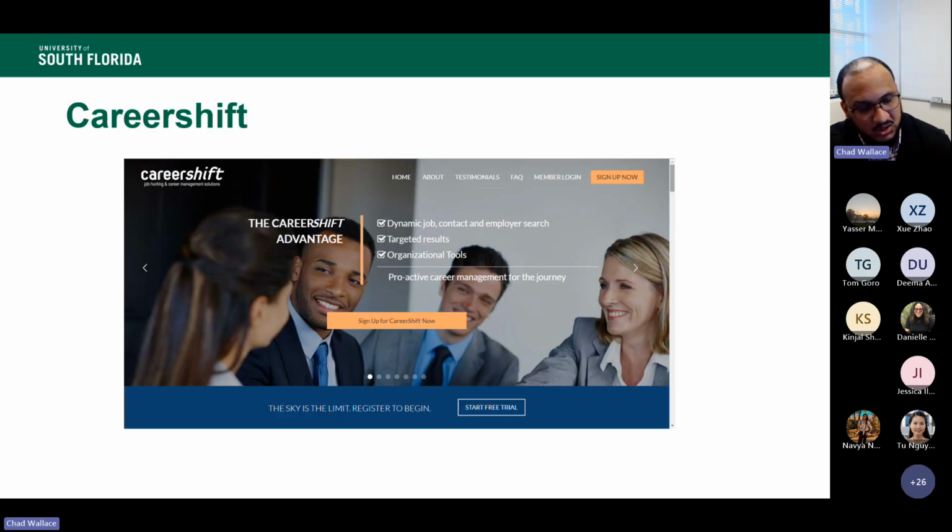Another really good resource that you can find on our website. Again, if you go to our website under resources, it'll be Career Shift, and you will see the code that's needed to create an account. I highly encourage you to utilize Career Shift. It's a really good tool. Career Shift pulls all job openings into one central location. And again, it's a good way for you to connect with employers or learn about companies that are in your field of interest. It's just a variety of really, really good resources.